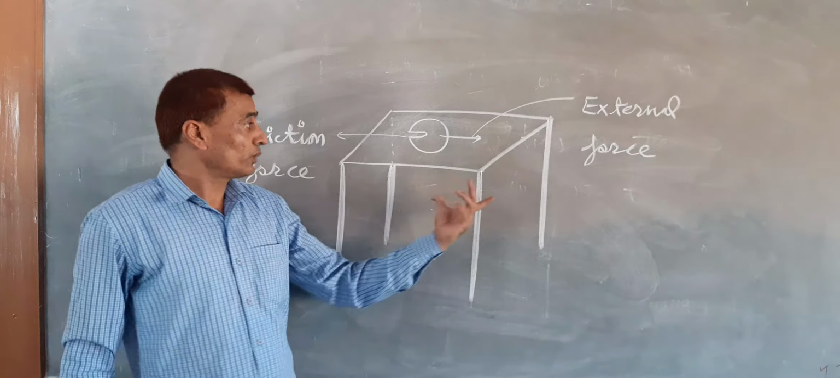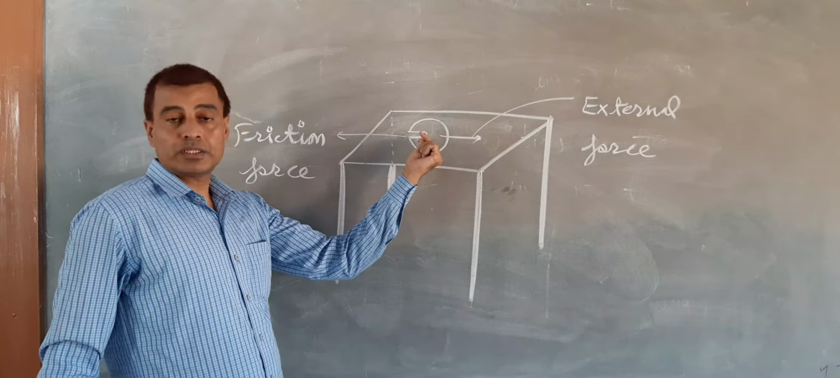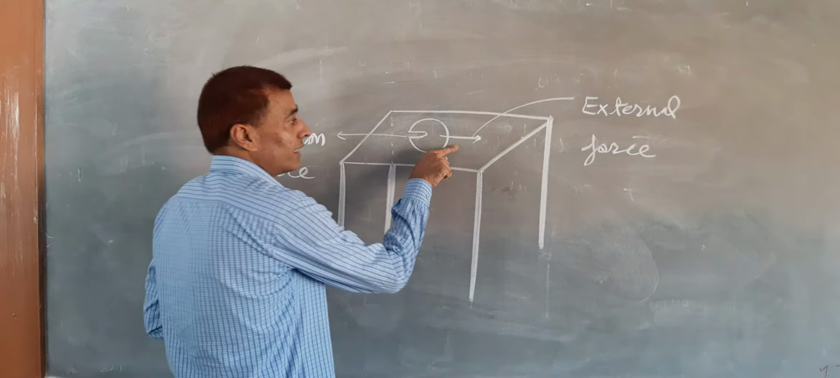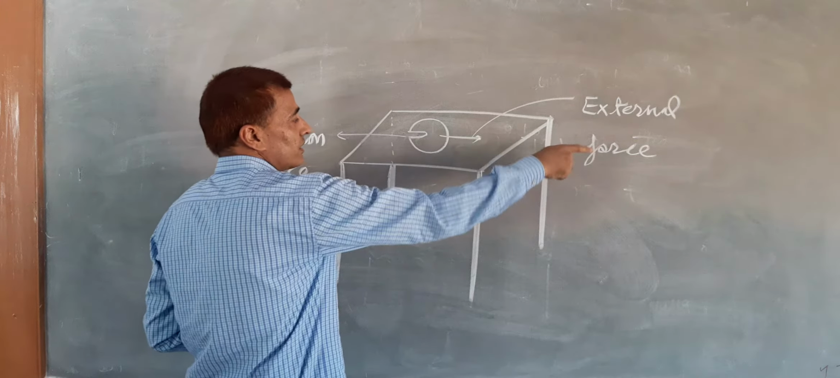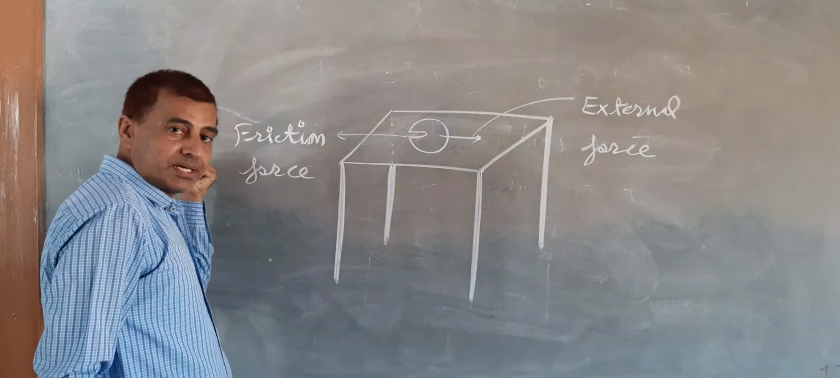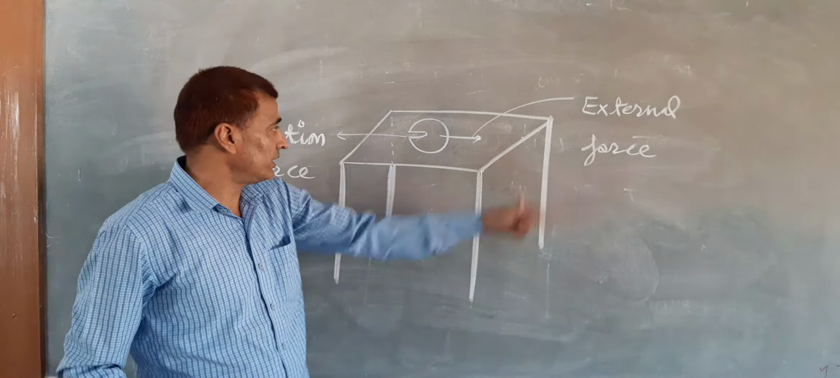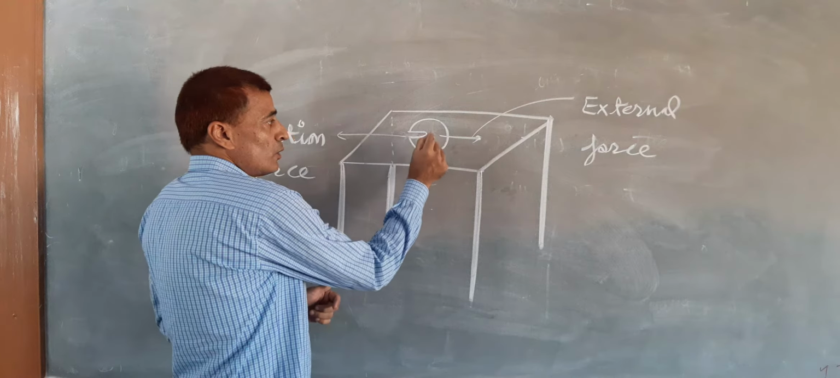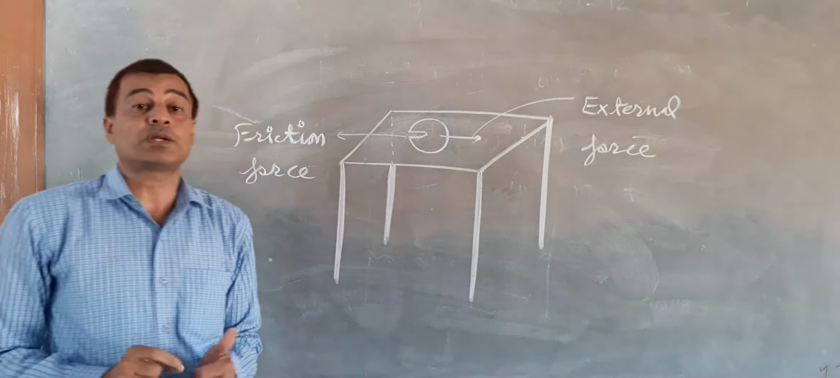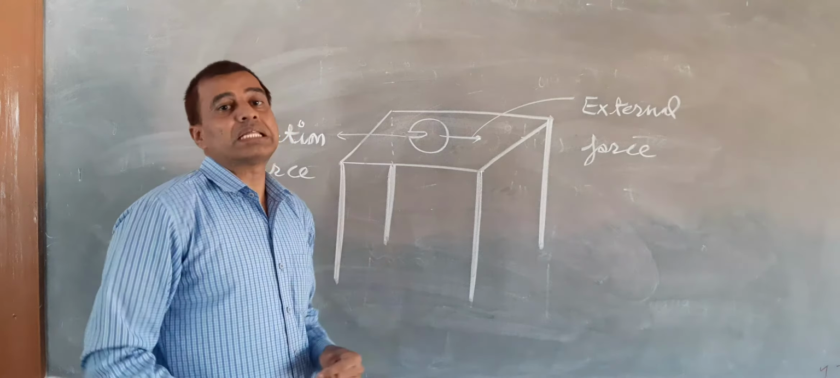Dear children, look here, this is a table and a mass is placed on the top of this table. If I apply an external force in this direction, then definitely frictional force will be in the opposite direction. Now we will check by doing an activity. If I increase the mass of this object without changing the nature of the surfaces in contact, then the frictional force also increases.